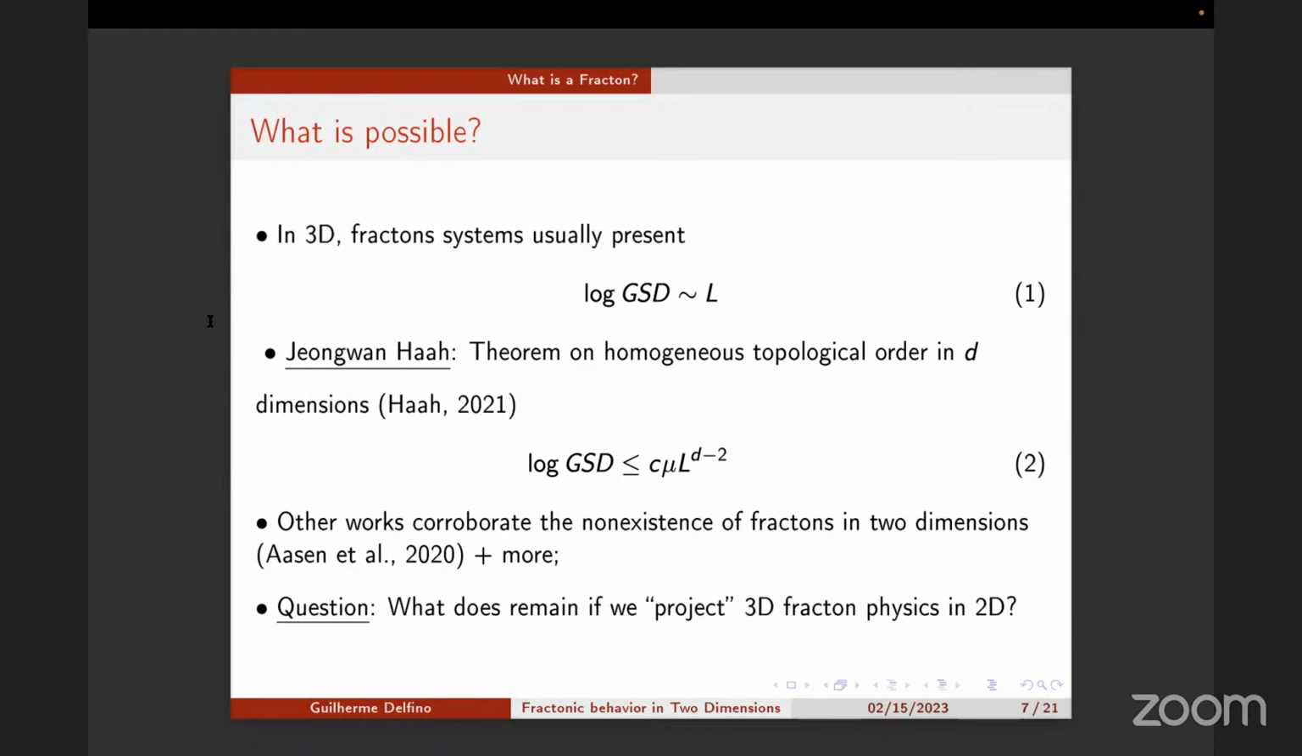So we have all these things pointing to d equals 2. Then we ask ourselves, what remains if we project the three-dimensional physics of fractons into 2D? Do we get anything interesting? Do we get fractons or quasi-fractons or something?